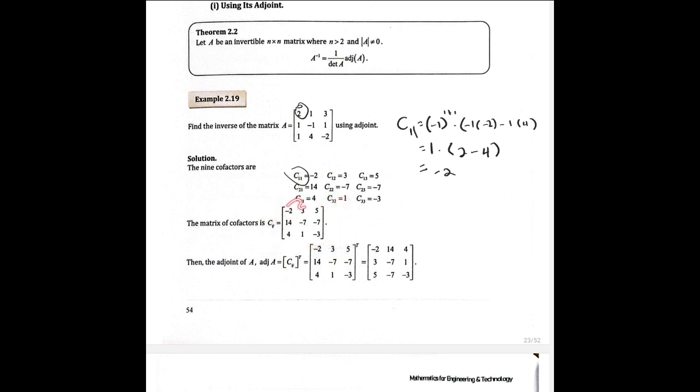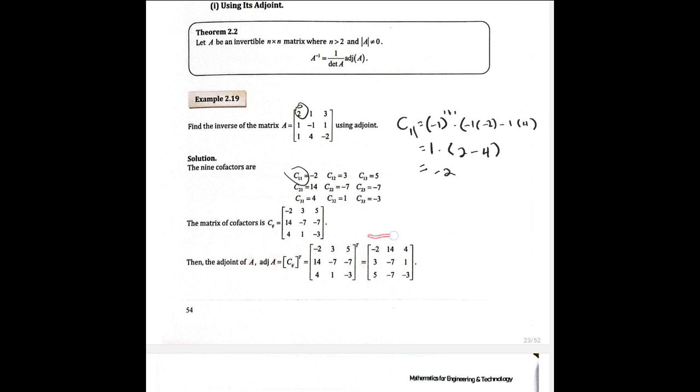And then from this we transpose it. What is transposition? It is changing rows and columns. So negative 2, 3, 5 in this row will become negative 2, 3, 5 in this column. Everything is changed: this second row becomes the second column, and so on. And this is the adjoint.